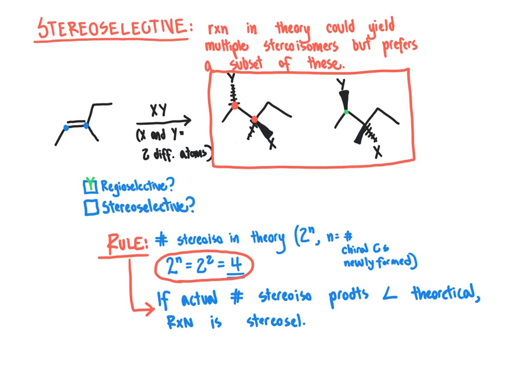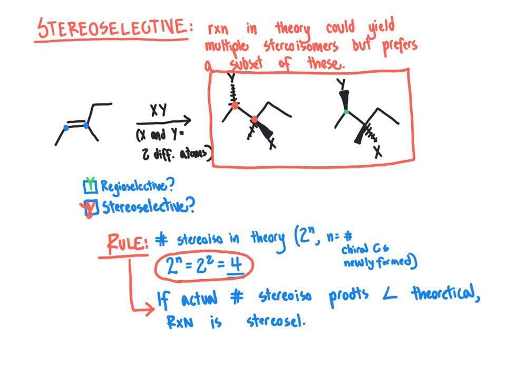So stereoselective is another term that we'll be on the lookout for as we look at addition reactions. We're generally going to be asking ourselves for each reaction, is the reaction stereoselective? Is the reaction regioselective? It can be one, it can be both, it can be neither. So you have to look at each one on a case-by-case basis. So in this case, this particular reaction we said yes, was stereoselective.